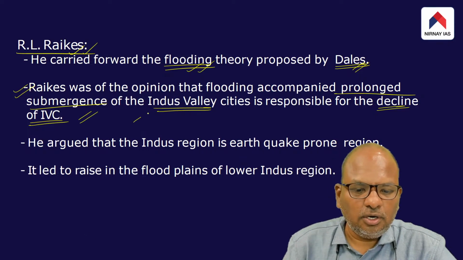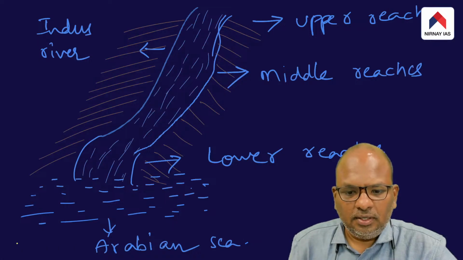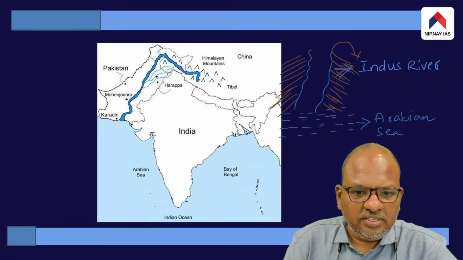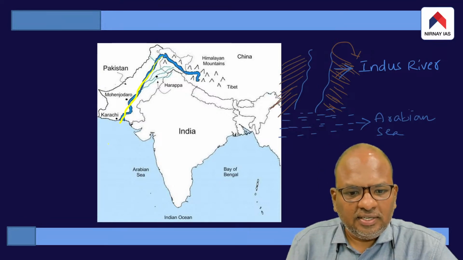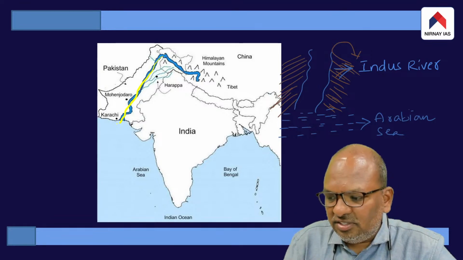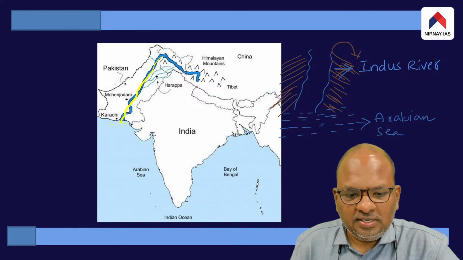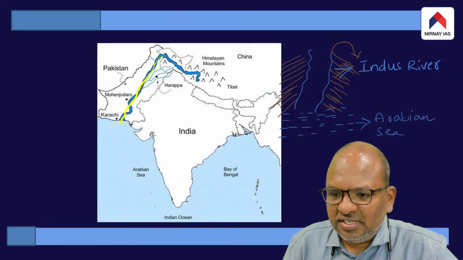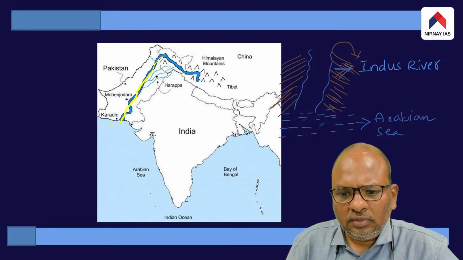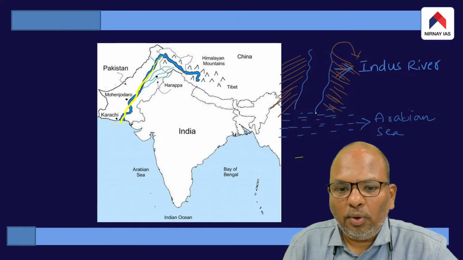So let us go into the details of this theory proposed by R.L. Raikes. Take a look at this picture. This is the Indus River. Raikes argued that the Indus region, the region where the Indus River flows, is an earthquake-prone region, and as a result, due to frequent earthquakes, there was a substantial increase in the level of floodplains in the lower Indus region.